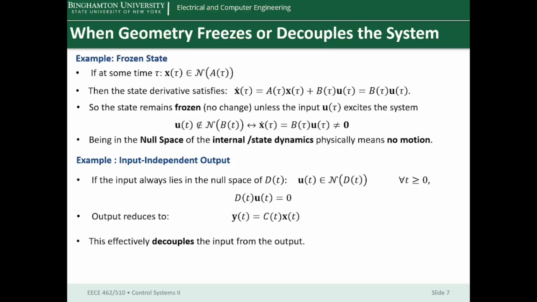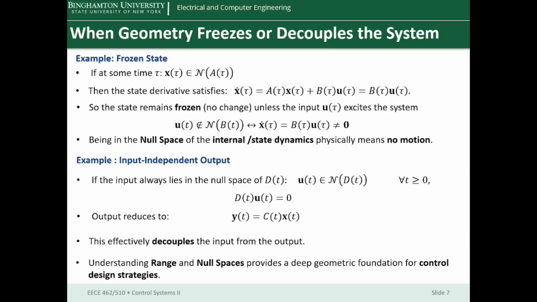As a control designer, this can be extremely useful. You can apply certain control commands through B to shape or adjust the internal state x(t) without directly disturbing the output y(t). This effectively decouples the input from the output, allowing you to use the system's internal geometry to achieve control objectives more delicately. These examples show the range and null space are not just mathematical abstractions. They dictate system behavior, and understanding them provides a deep geometric foundation for control design strategies.